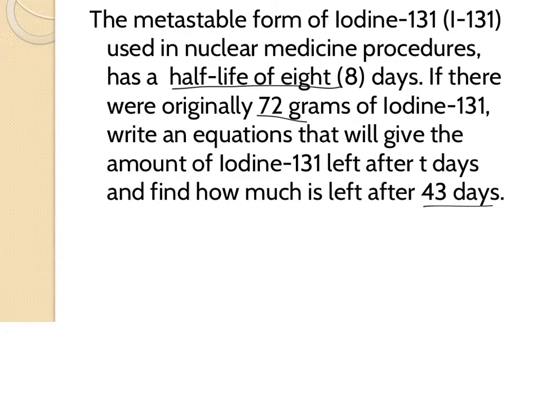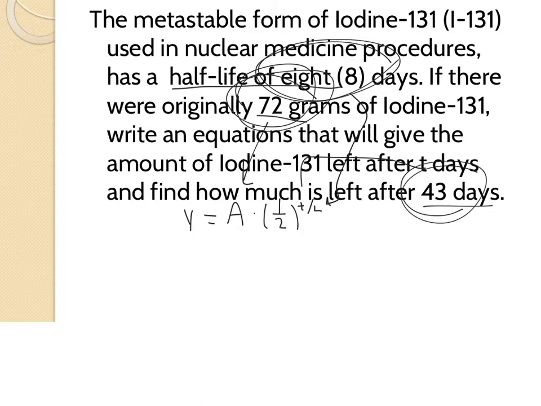Okay, so I'm trusting that you stopped it and tried it on your own. Have an answer that you can check with mine. All right, so again, A times 1/2 to the T divided by L, and I'm just going to sub in all my information. So 72 goes in for A, 8 is going in for L, and 43 is going in for T. So I got 72 times 1/2 to the, let's see, what did I say? 43 over 8. Okay, so let's see what that is.